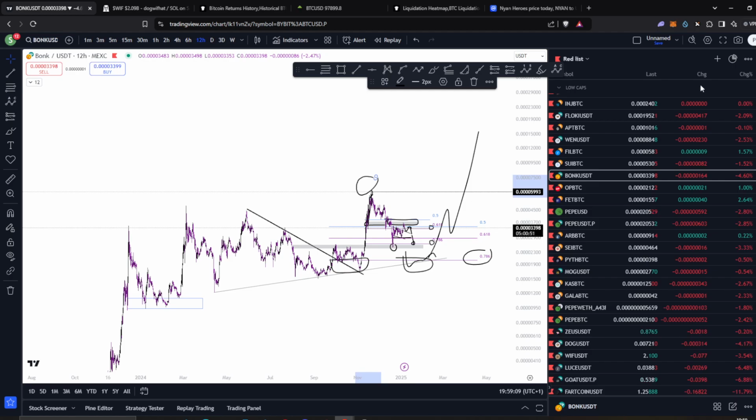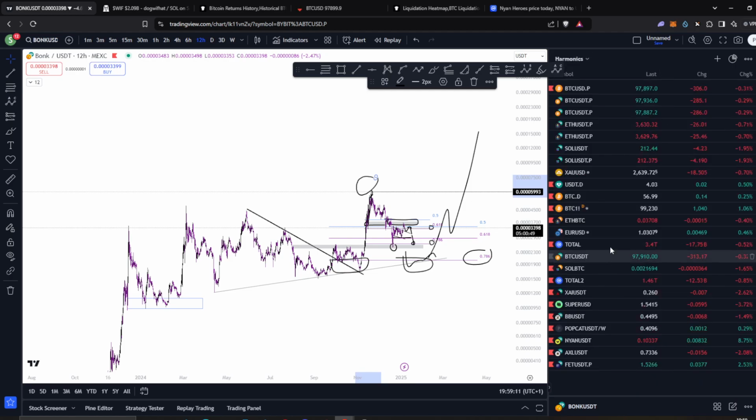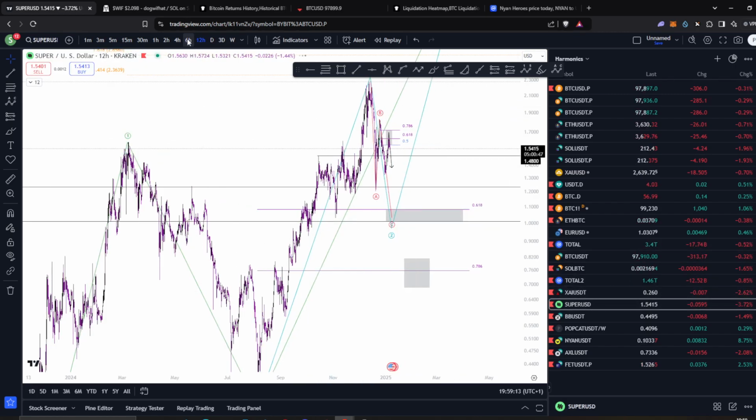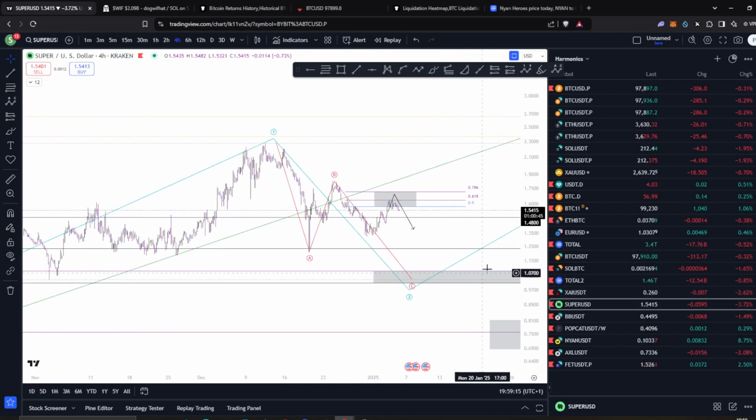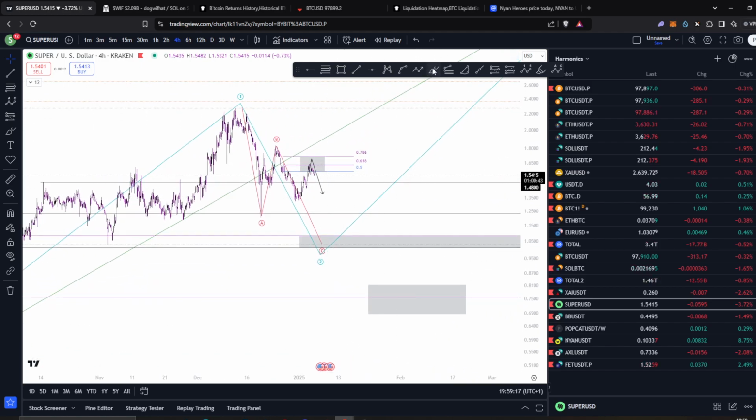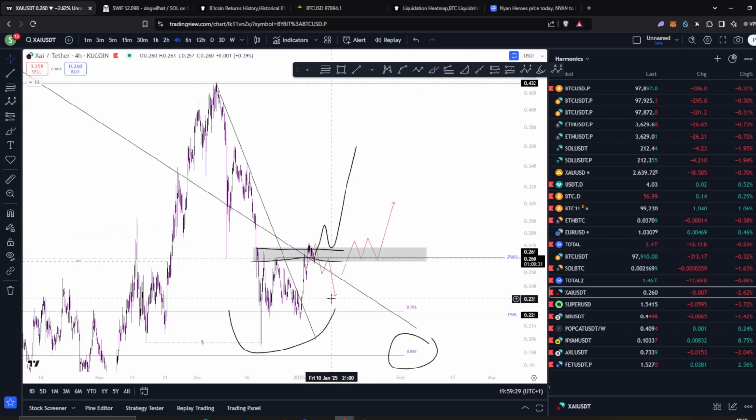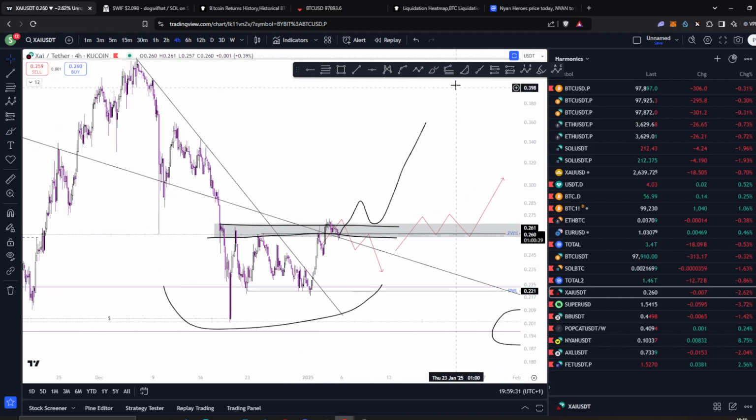What spots am I looking at? I am looking for these. So I have a small bag of, well, I don't have super yet, but I'm looking for super to come back into this zone around 1.1 to 0.99 as a spot. Gaming coin. Sai, I did buy some back here. I did tweet about this.